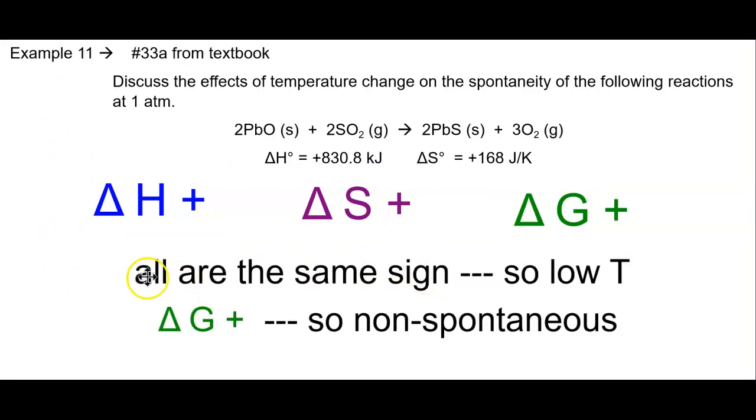we can say that all the signs are the same, so then we know that it's going to be evaluated at low temperatures. And because we know delta G is positive, we can say non-spontaneous. So the answer to this would be non-spontaneous at low temperatures. Non-spontaneous at low temperatures.